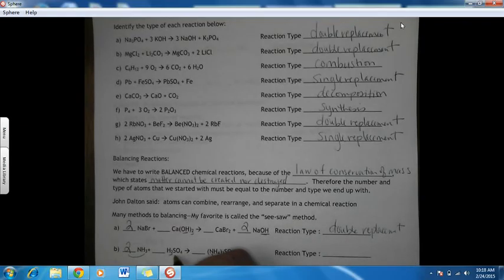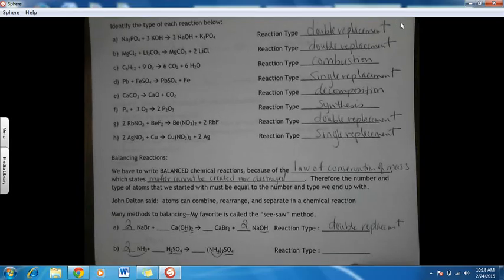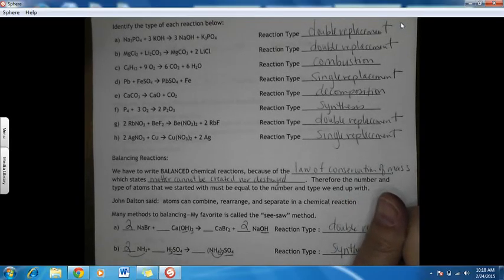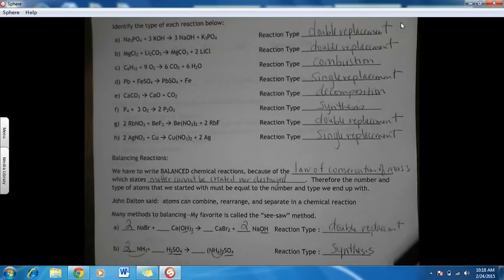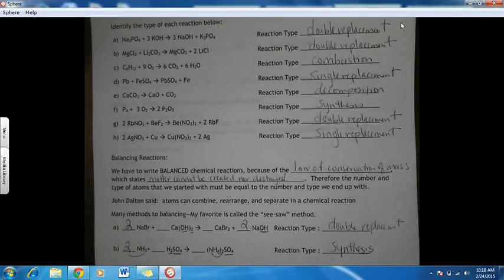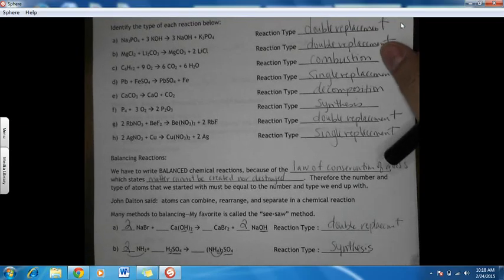Then we have sulfate, SO4. I have 1 SO4 on this side and 1 SO4 on this side. And so they are equal, and so this equation is balanced. Now what type of reaction is this? Well, we have 2 things forming 1 thing, and so that type of reaction is a synthesis. Most of the synthesis reactions you'll see will be single elements forming a compound, but occasionally 2 compounds can form 1 compound.